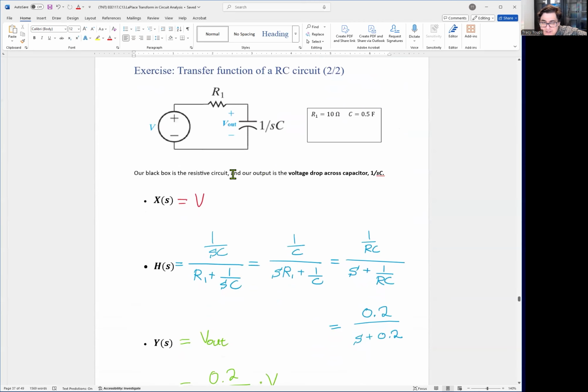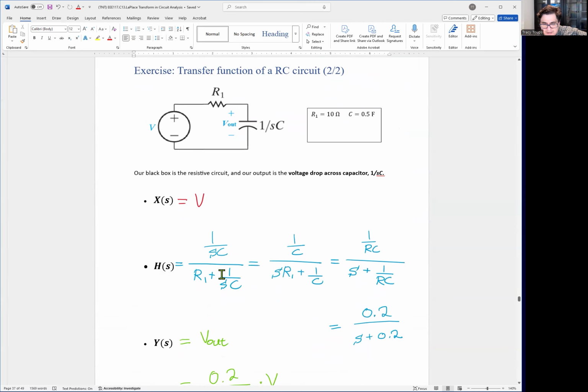Okay. You can do the same thing for the next circuit, except V out is across a capacitor, so that obviously will change things. Again, the input is still the same, voltage V. The transfer function H of S, again, is the voltage division across the capacitor and resistor, where we're taking voltage off the capacitor now. So it can be 1 over SC, which is the impedance of the capacitor, divided by R plus 1 over SC.